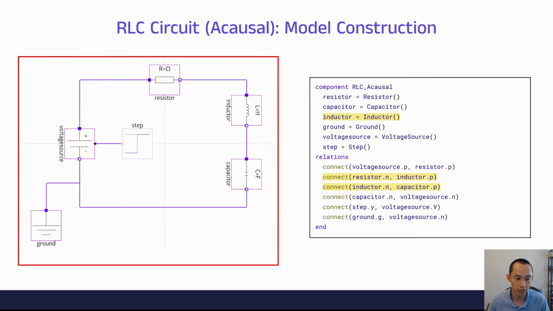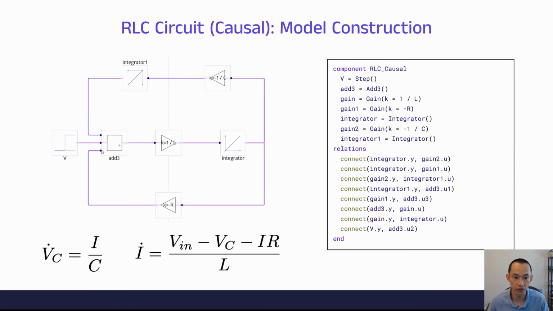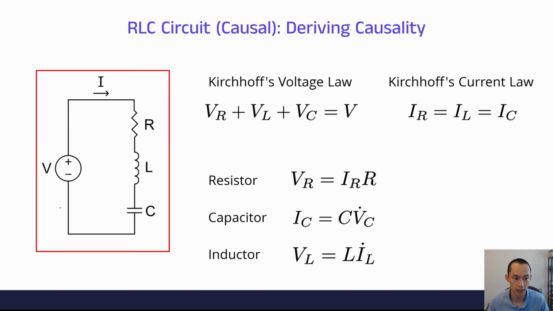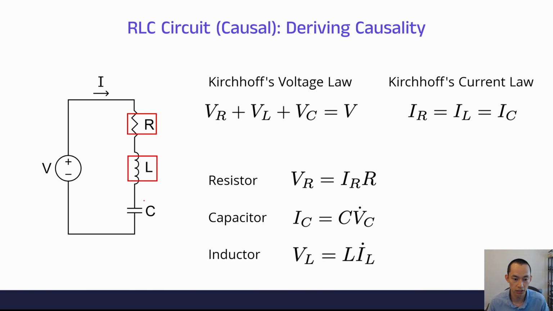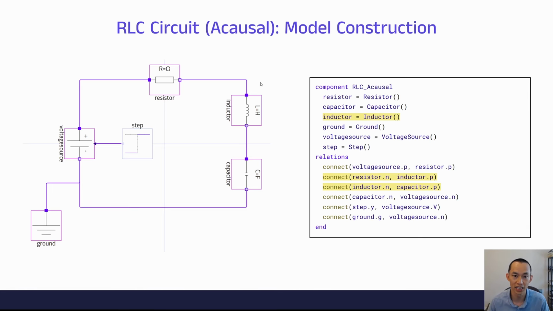And if you look at this, once again, this is very intuitive that this is an RLC circuit, right? You see the resistor, the inductor, the capacitor, and the voltage source. This looks very similar to an RLC circuit, right? You have a resistor, inductor, capacitor, and a voltage source all in series. So it looks very, very similar or intuitive in the Acausal representation of the RLC circuit.